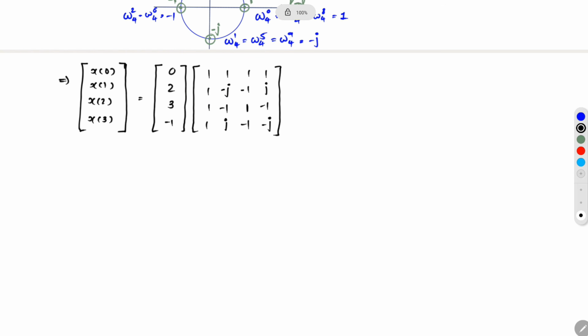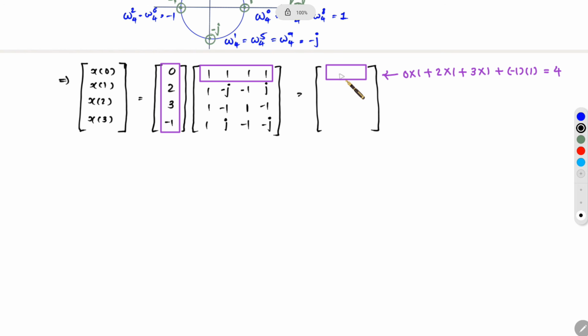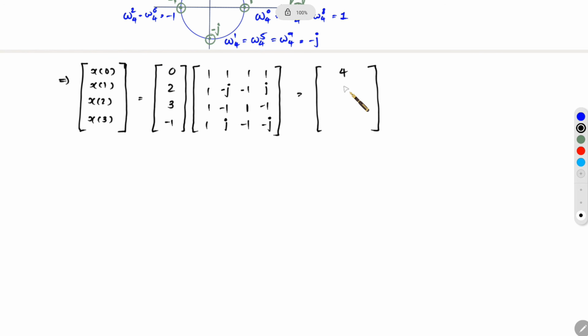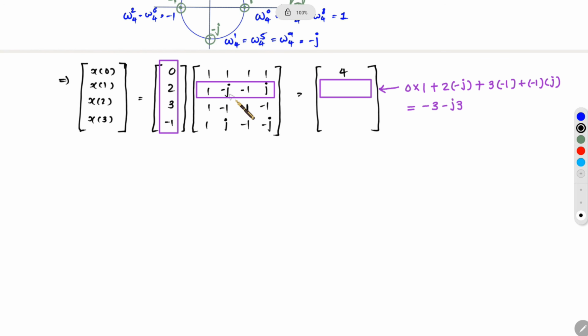That is quite easy. See, first of all, we need to identify first element. And for this first element, you'll have to multiply this column with this row. So 0 into 1 plus 2 into 1 plus 3 into 1 plus minus 1 into 1. That will be effectively 4. Now we need to identify second element. That will be this column into second row. So that will be 0 into 1 plus 2 into minus j plus 3 into minus 1 plus minus 1 into j. That will be effectively minus 3 minus 3j.